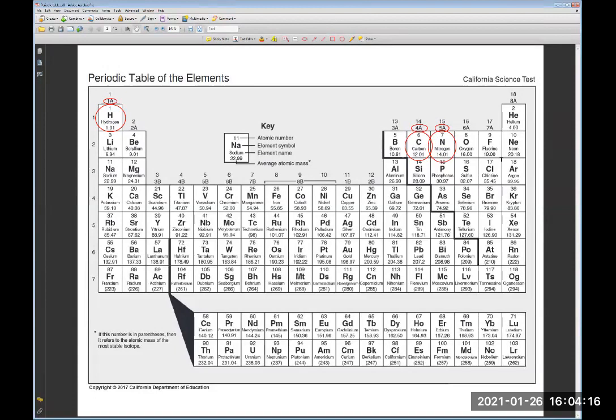So hydrogen is a non-metal, even though it's on the left side of the periodic table, it's a non-metal. And it has 1 valence electron, being in group 1A. Carbon has 4 valence electrons, being in group 4A. And nitrogen has 5 valence electrons. So these are 3 non-metals altogether. So they are making a covalent compound. So that's a covalent compound.